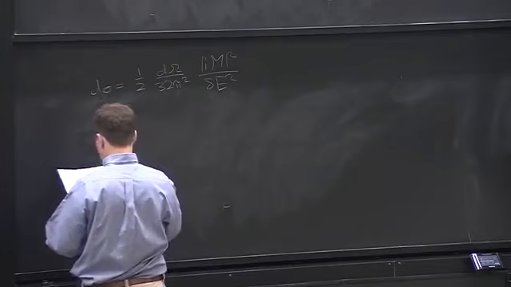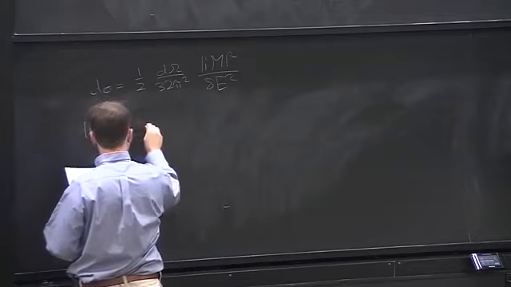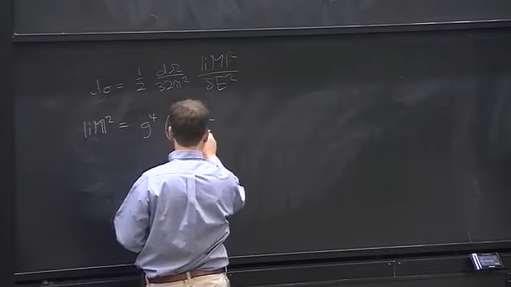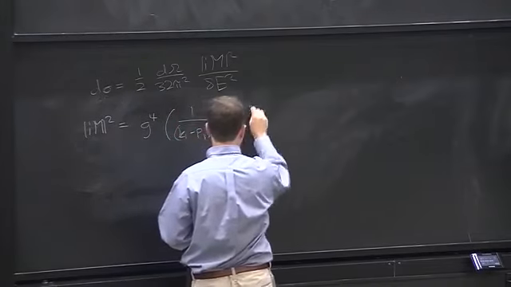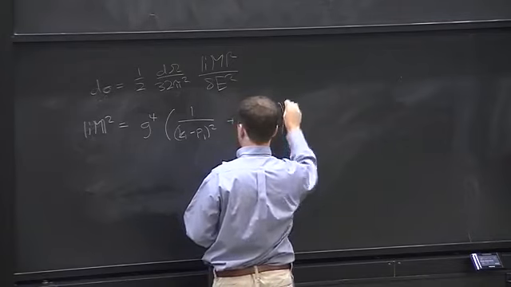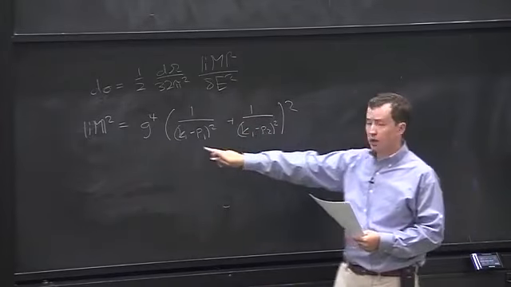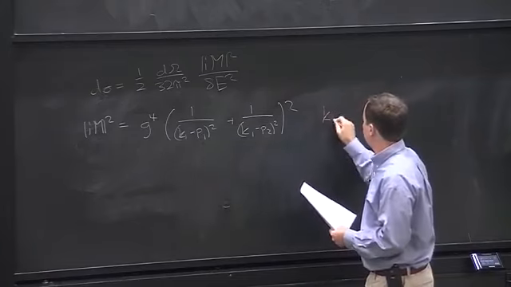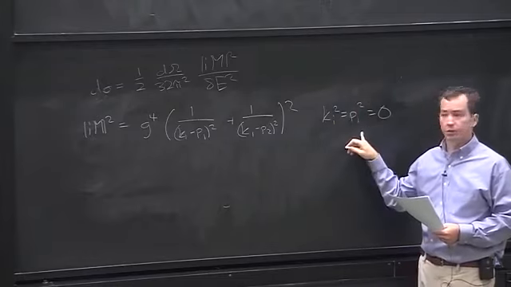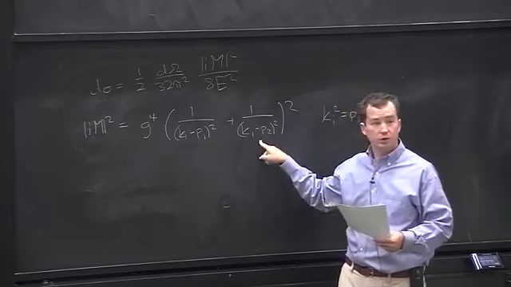And |M| squared is g to the 4th times 1 over (k1 minus p1) squared plus 1 over (k1 minus p2) squared. Now, because we have massless particles, k1, k2, p1, and p2 squared are all 0. These are massless particles. So the only terms that survive here are the cross terms when we square out these denominators.